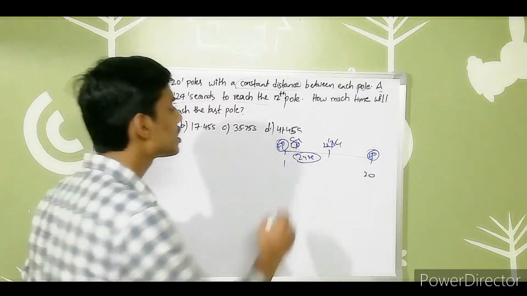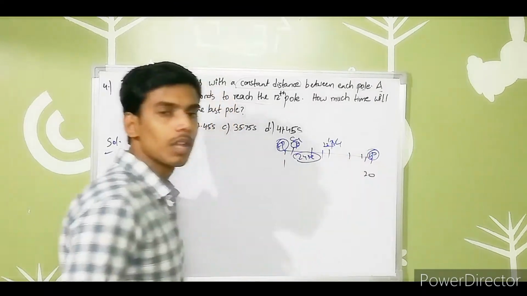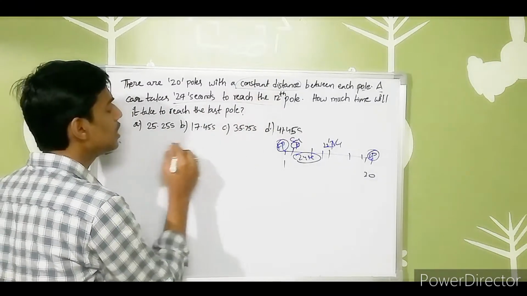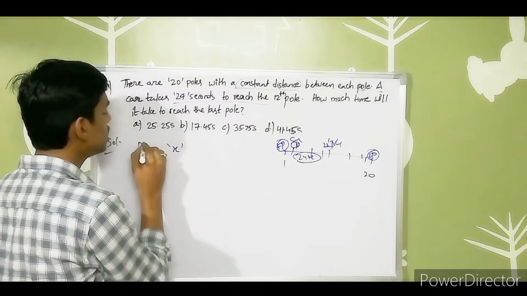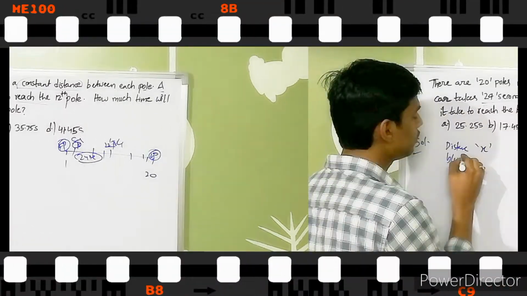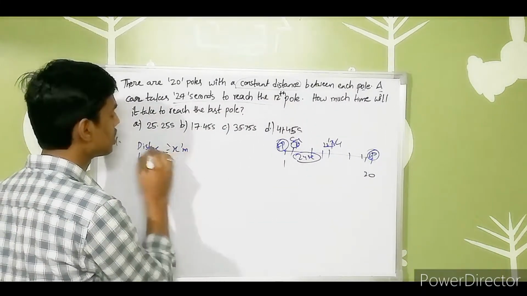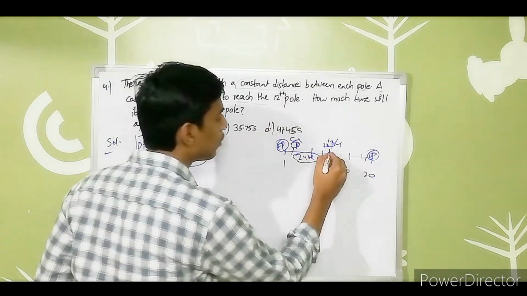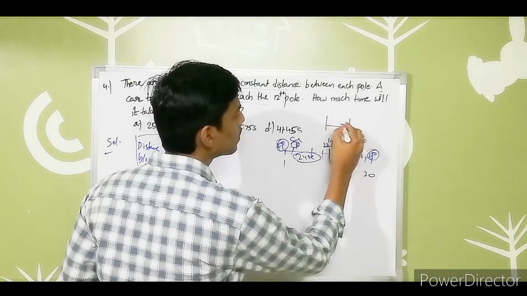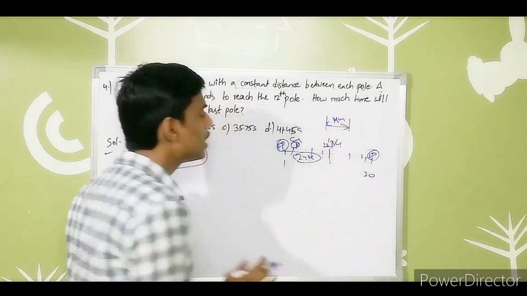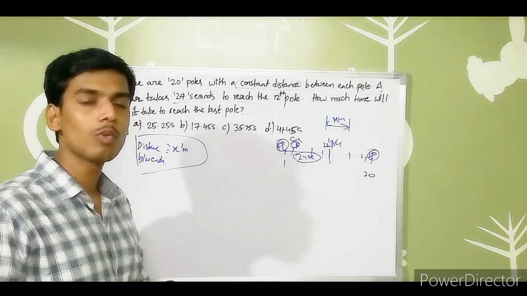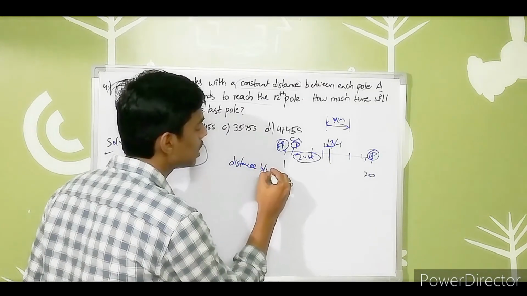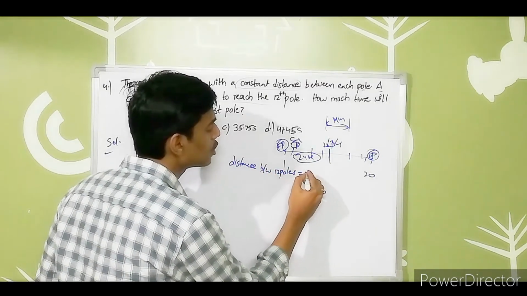We don't know the distance between each pole, but they gave the distance between each pole as constant. So let us assume the constant distance between each pole is x meters. Then the distance for reaching the 12th pole is nothing but 11x.